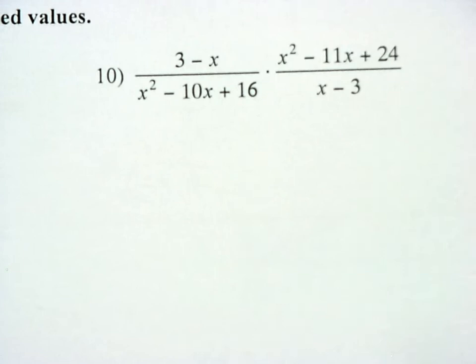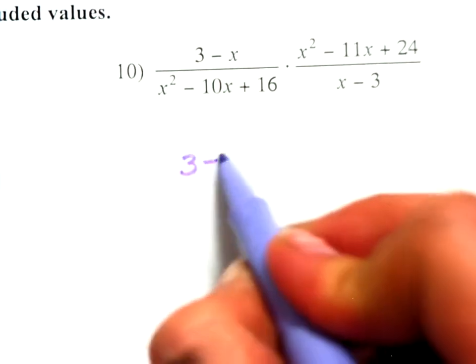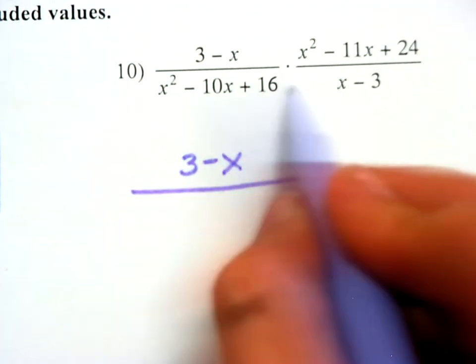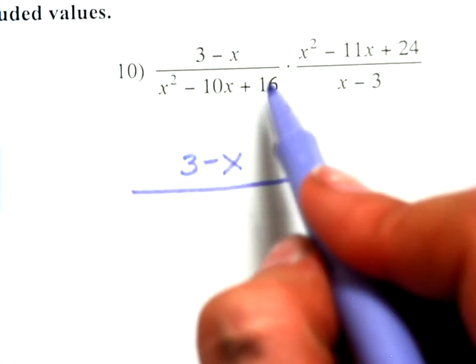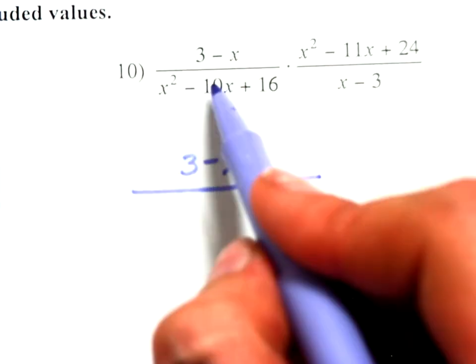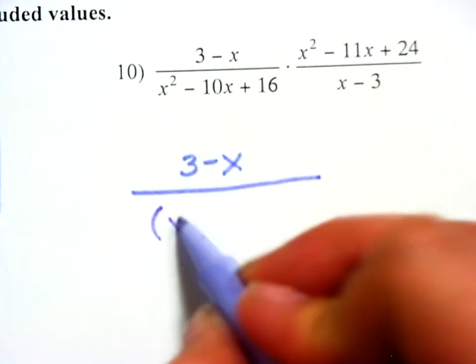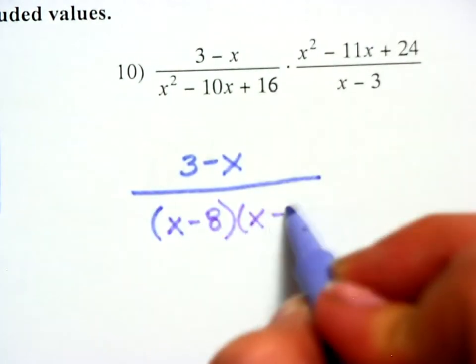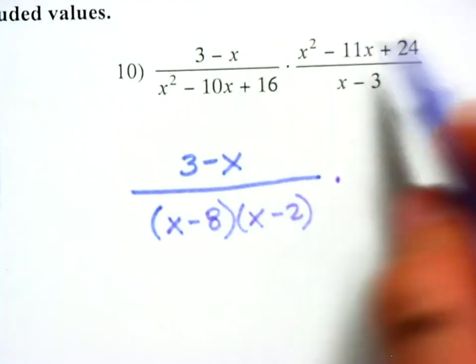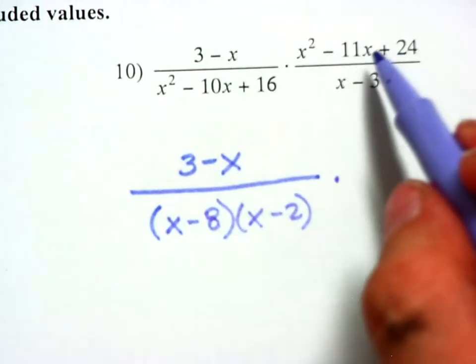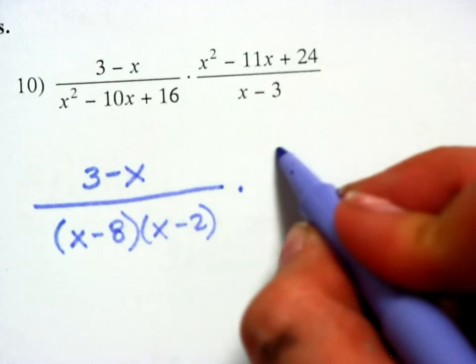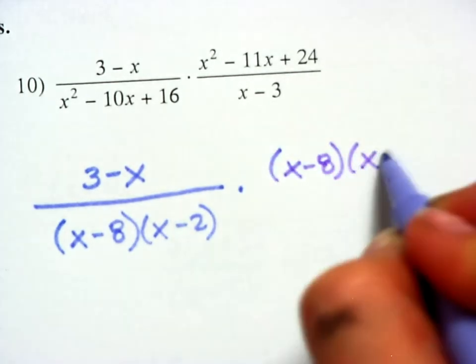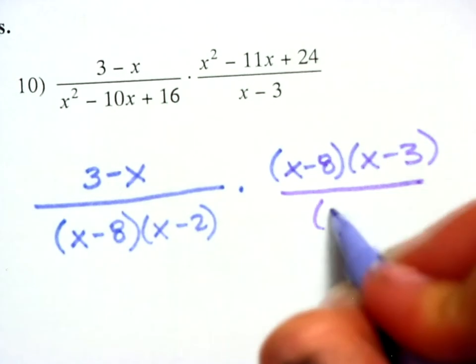Okay, we've got one more multiplication. This one, we've got some trinomials, so factor them first. So I've got 3 minus x all over. If I want to factor this, let's see, 4 times 4 is 16, 2 times 8, oh yeah, a 2 and an 8 give me 10. So this is going to be x minus 8 and x minus 2. And then here, when I factor this, okay, now I'm thinking of factors of 24 that are going to add up to 11. Ooh, I know that's going to be x minus 8 and x minus 3. And it's all over x minus 3.